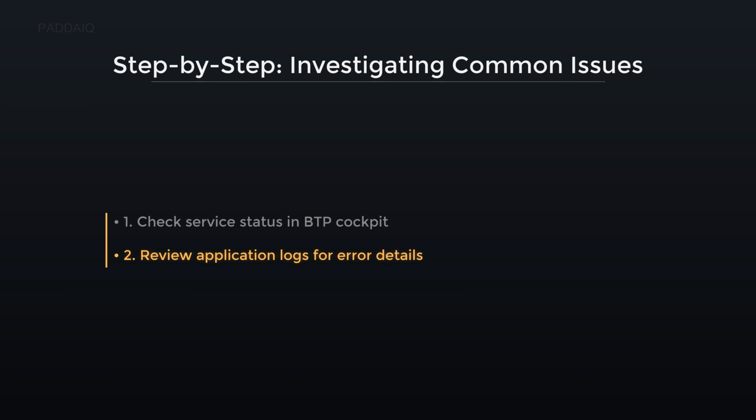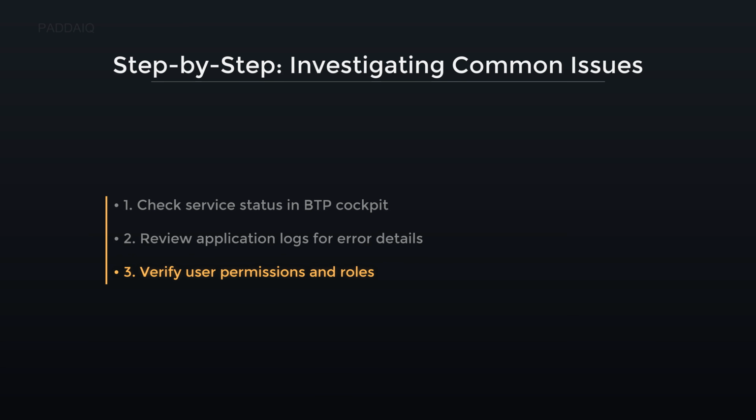2. Review application logs for error details. This means checking your app's automatic activity records to find specific error messages. For example, if your app fails to connect to a database, the log will show the exact connection error and timestamp. Always check logs first to quickly identify the root cause of any issue.